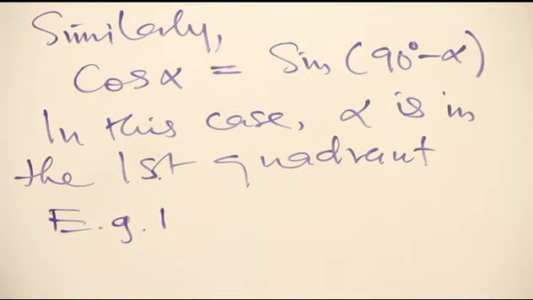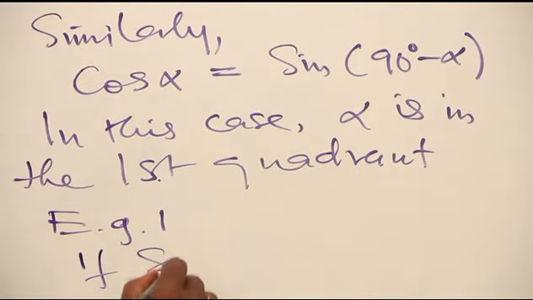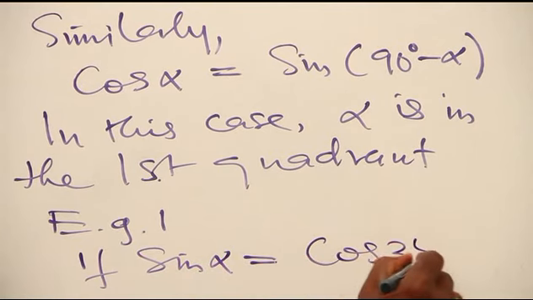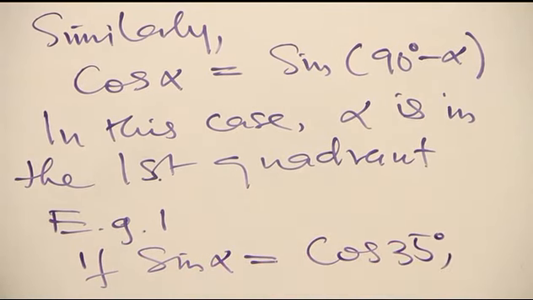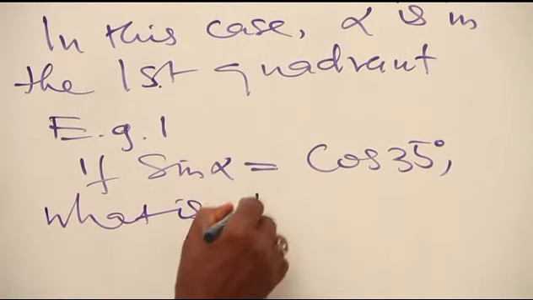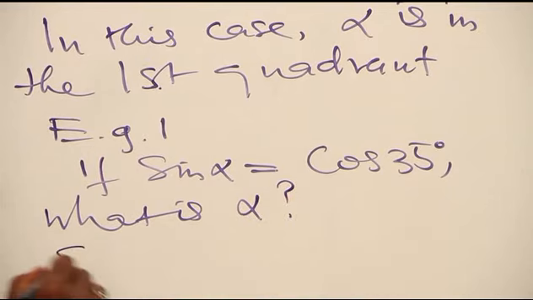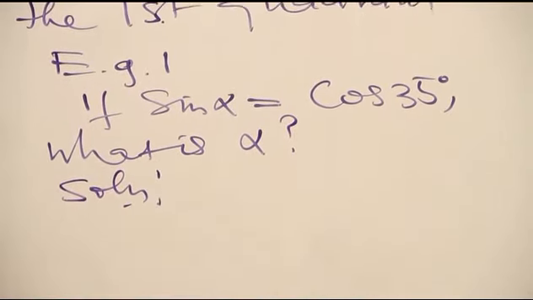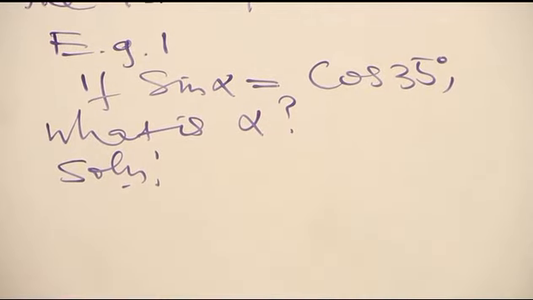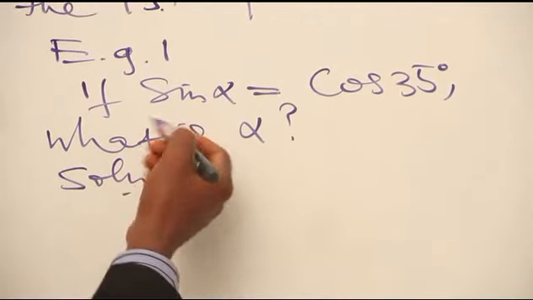The first example in this case: if sin alpha is equal to cos 35 degrees, what is alpha? Solution. Already we have an identity that can convert sin to cos or cos to sin. So let us convert our sin to cos.